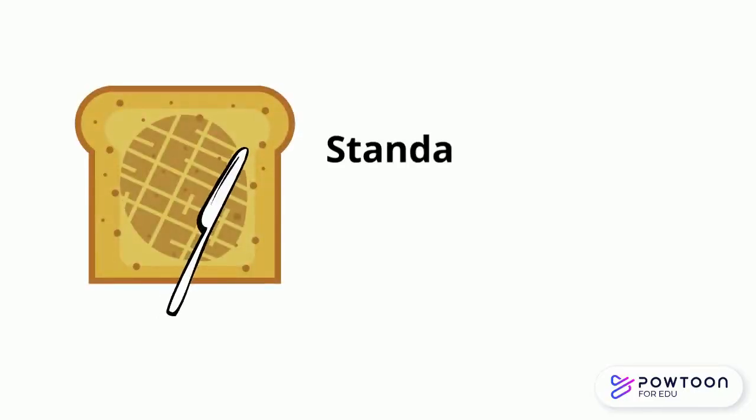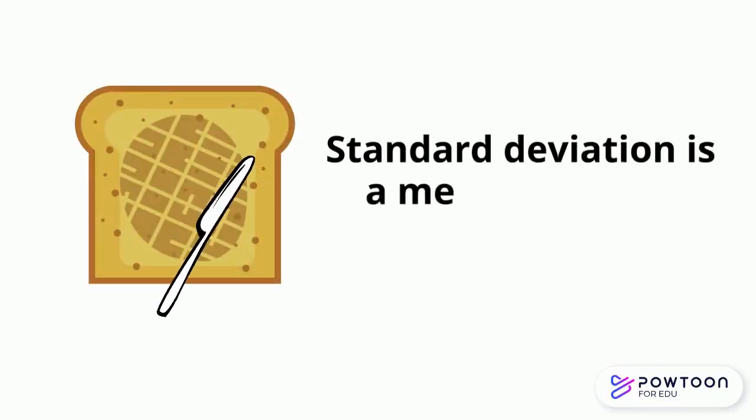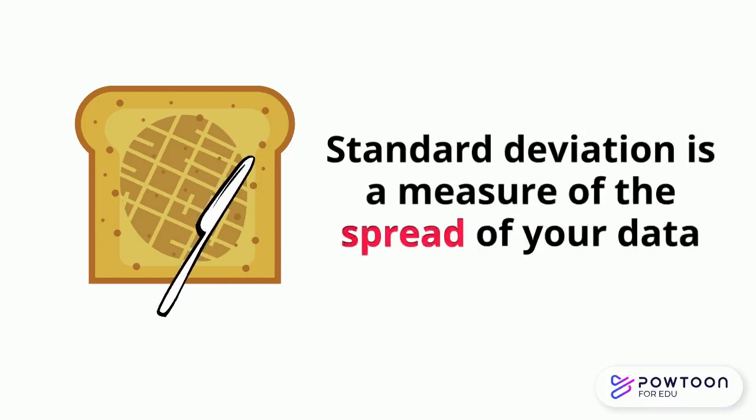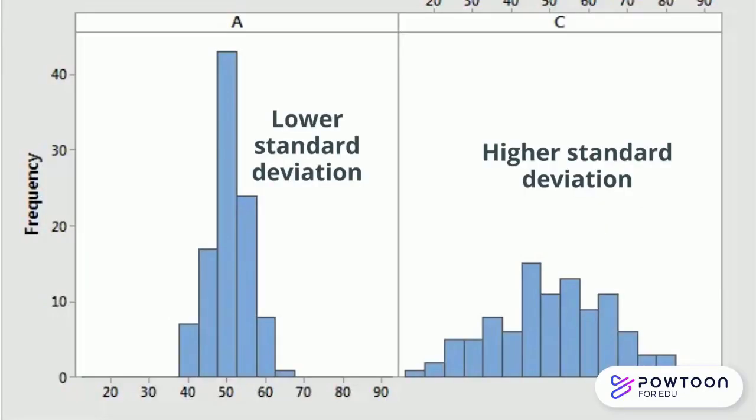So standard deviation is a measure of the spread of your data. And specifically, it looks at how closely the values in your data fall around the mean. If you have a lower standard deviation, your values will cluster around the mean like they do in that left graph. Whereas if you have a higher standard deviation, the data will be more spread out and not clustered around the mean quite as much.